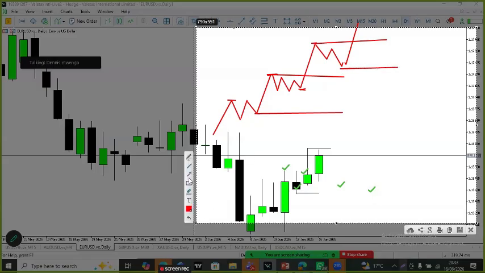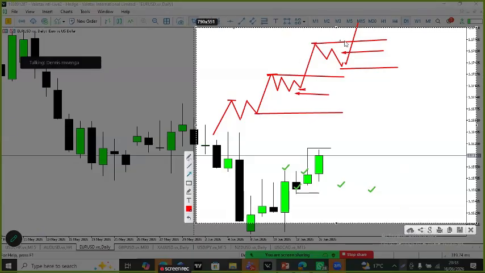Then we have internal structure. This now is internal structure, where we have the retracement. You see, that's internal structure.